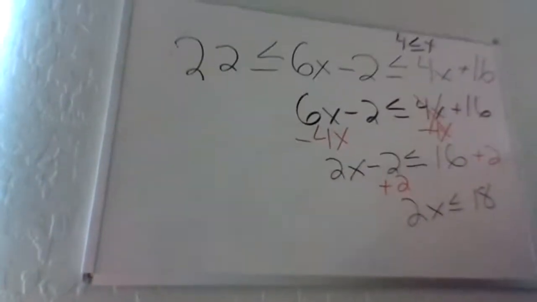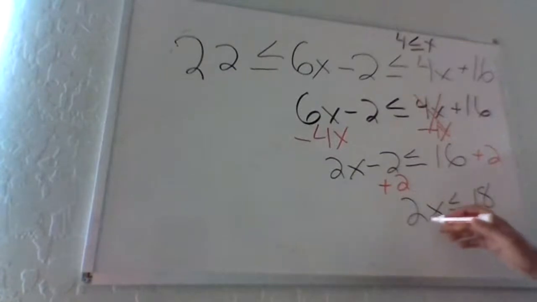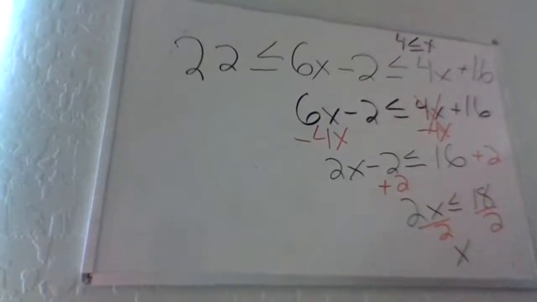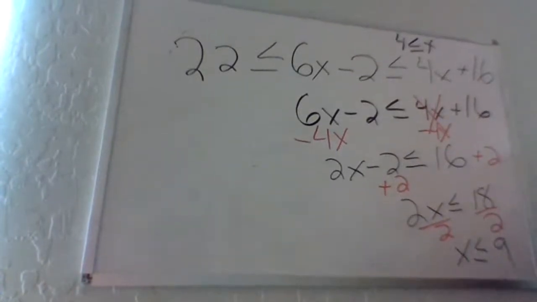Then I divided by 2 to isolate the x. All right. So x is what? x less than or equal to 9. Perfect. Okay. Now, how would we write this out?